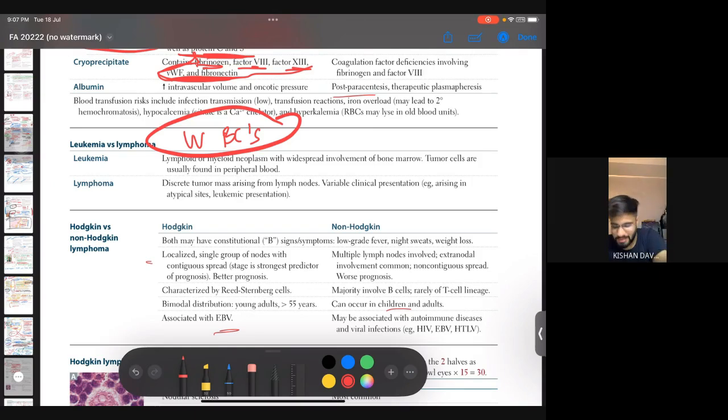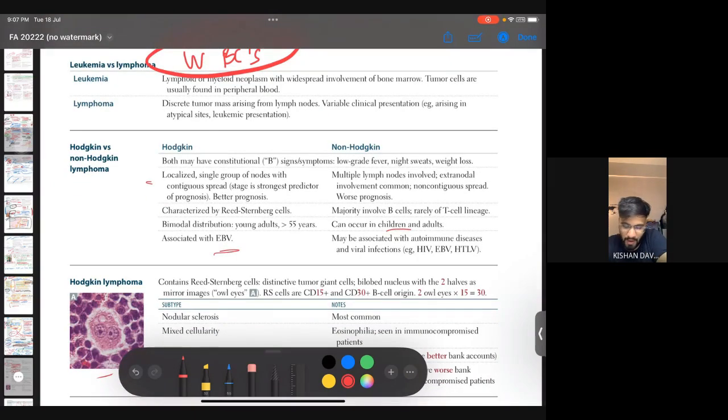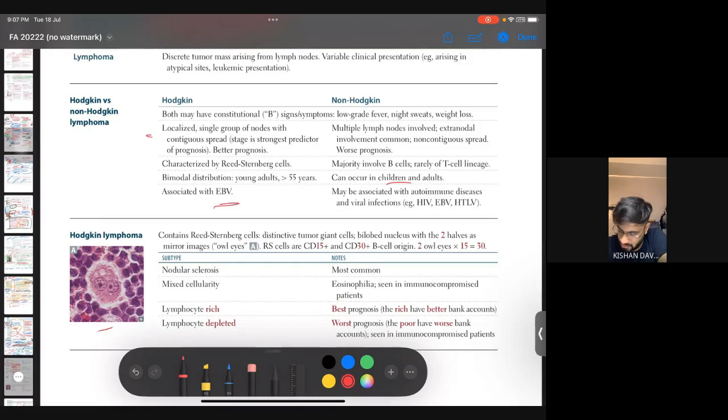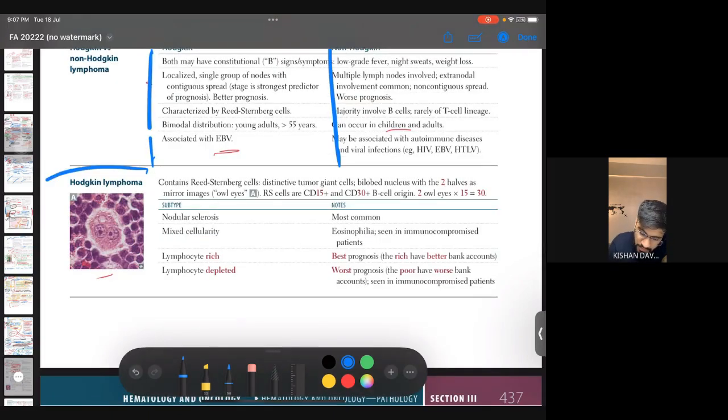Okay, so now let's just discuss lymphoma, that is Hodgkin and non-Hodgkin lymphoma. These are the distinguishing features. You can just read them. They are never asked. Okay, now coming to Hodgkin lymphoma. What is important in Hodgkin lymphoma is Reed-Sternberg cells. This image should be on your fingertips. Memorize this image.